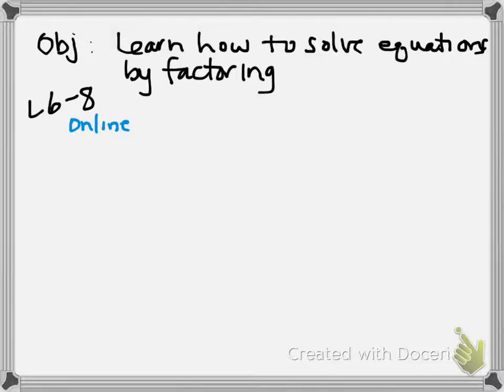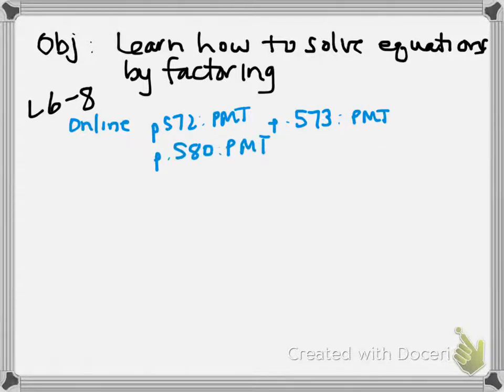we have on page 572, there's a personal math trainer. That would be helpful. There is a personal math trainer on page 573. That's just if your quadratic coefficient is equal to 1. If your quadratic coefficient is equal to anything more than 1, then you have a personal math trainer on page 580 and 581. Okay? So you can get a lot of practice online if you need it.